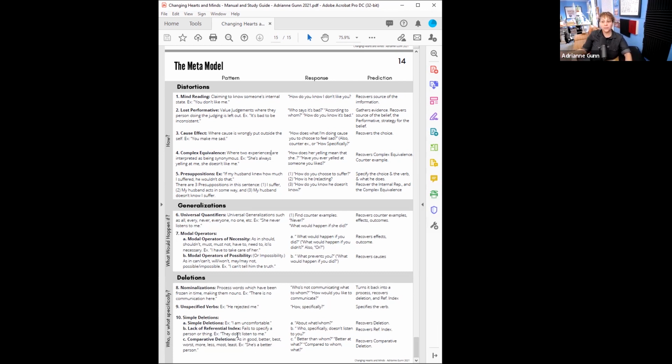Or what would happen if she did? And it recovers counterexamples or effects. And if somebody's like, everyone, blah, blah, blah, everyone? The simple question is just repeat the word that they're saying with a question mark. It's kind of fun. Modal operators are in there, as in should, shouldn't, must not, have to, need to, that kind of necessity. I have to care for her.